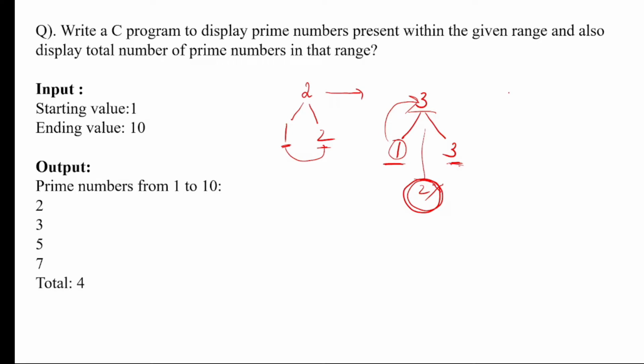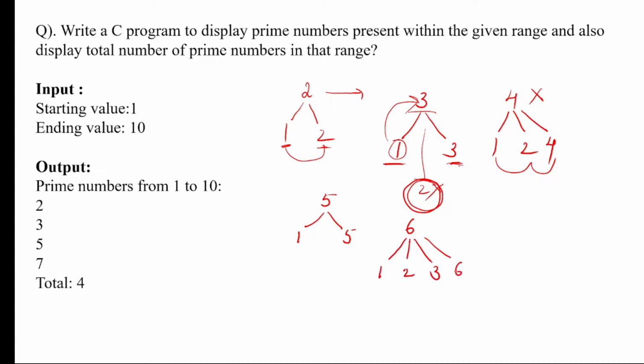And what is the next number? 4. What are the factors of 4? 1, 2 and 4. That is 3 factors. So 4 is not a prime number because it has more than 2 factors. Take 5. 5 is a prime number because its factors are only 1 and 5. Take 6. The factors are 1, 2, 3 and 6. 4 factors, so 6 is not a prime number. This is about prime numbers.